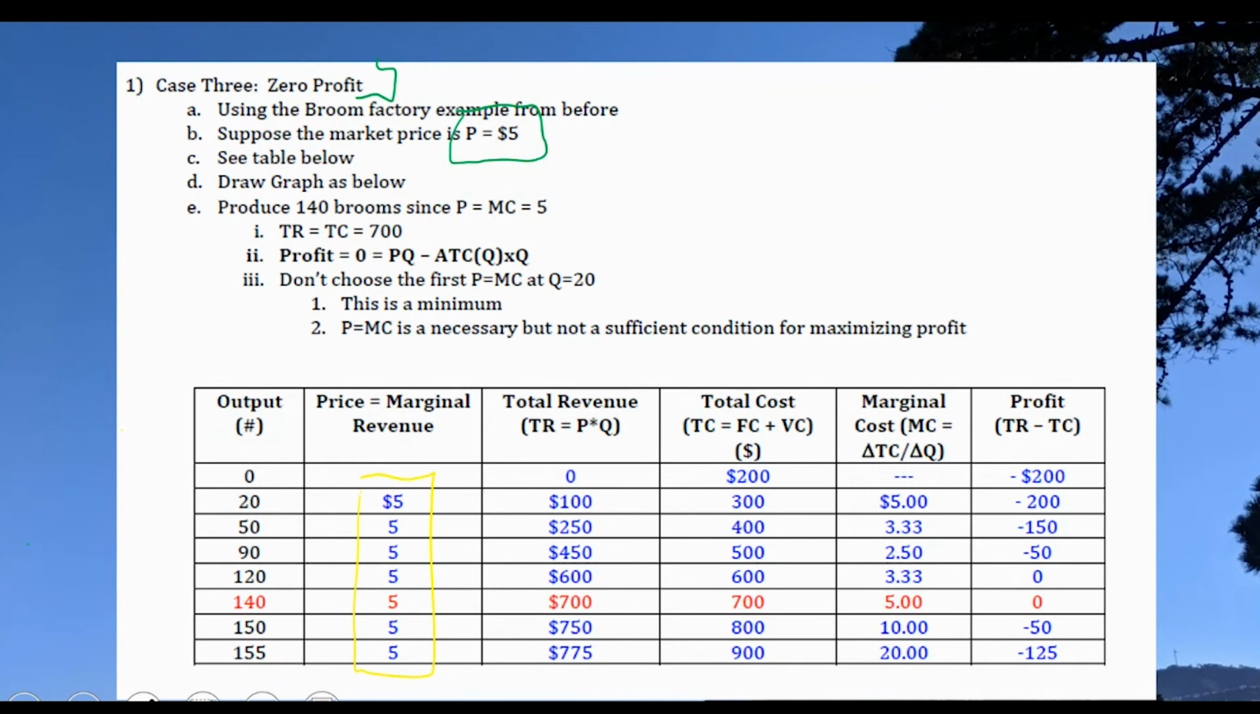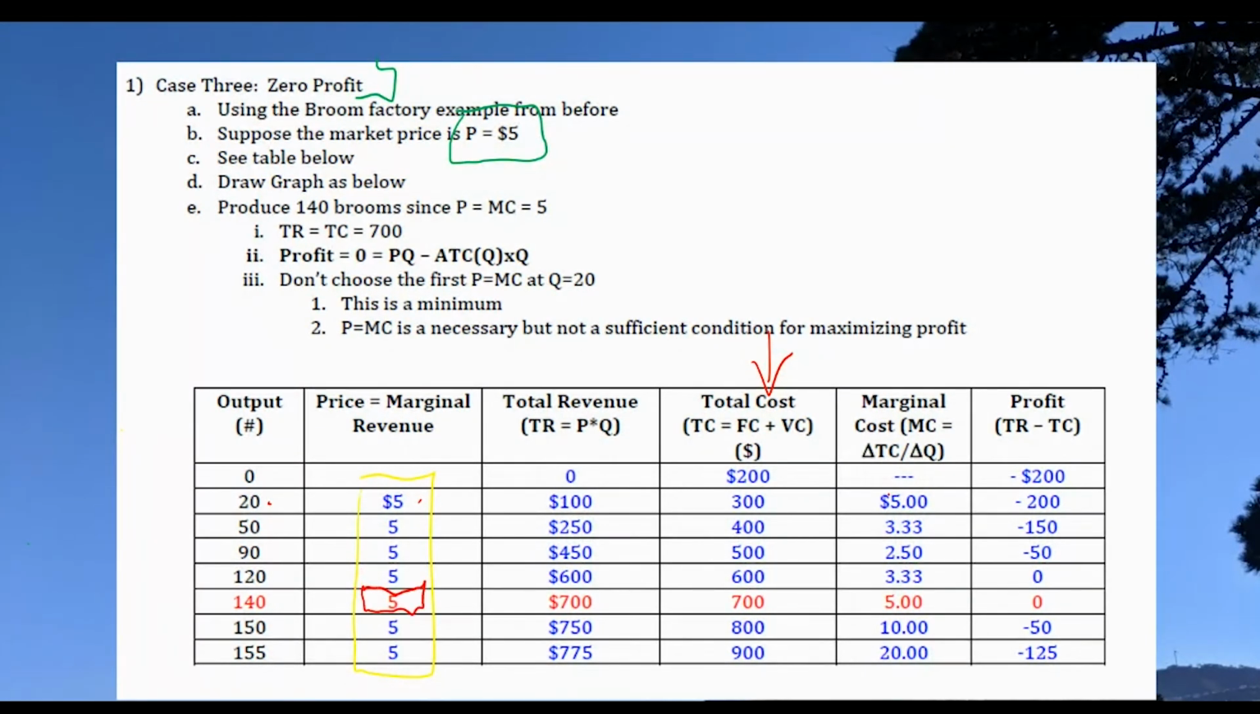Okay, and the output is the same, and the cost structure is the same, and total revenues are going to be found by taking the price, 5, times the quantity. That's going to give you the values here, so forth and so on. Now, we're going to find where marginal revenue equals marginal cost.